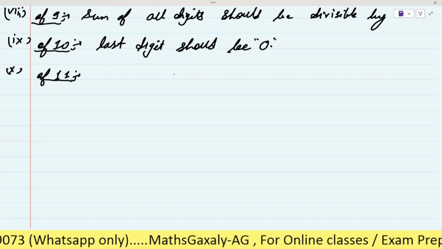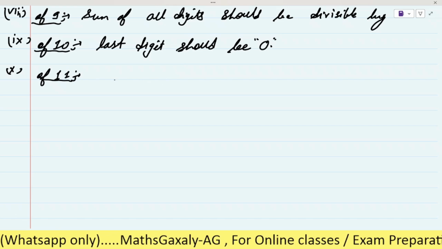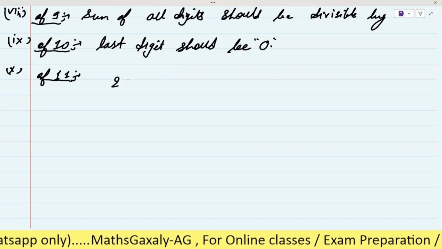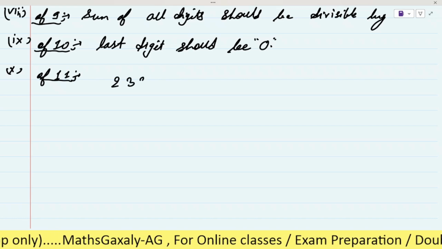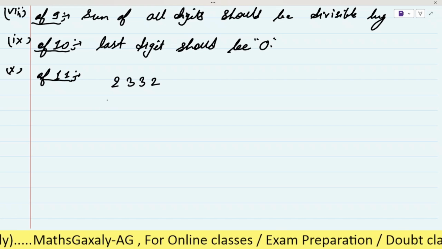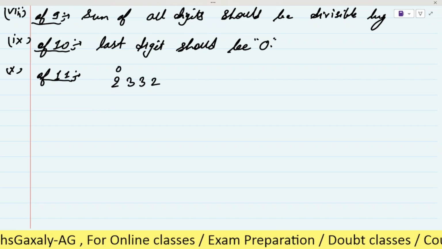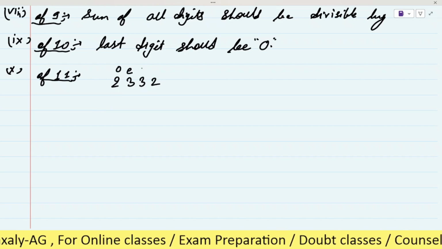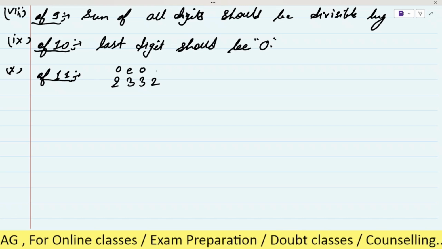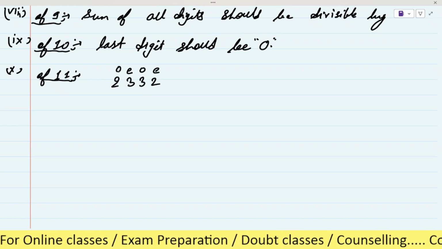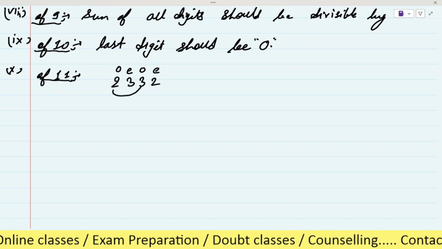Yeah, for 11. Okay, let's see here. Suppose 2332. If 2 is in an odd place, then 3 will be in an even place. Again, this is odd and this is even place. Now here we have to add the odd places.